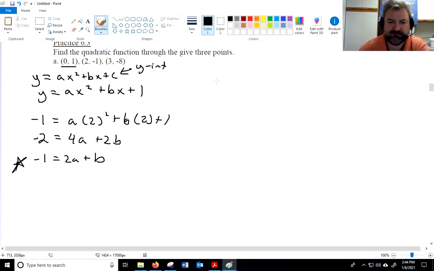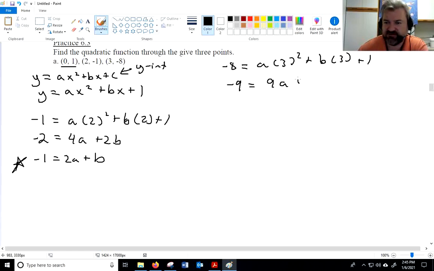Let's do another one. 3, -8. So I'll write it up here. -8 for the y, so -8 is equal to ax squared, so a times 3 squared plus bx, so b times 3, and then we had a plus 1 for our c. So subtracting 1 from each side gives me -9 is equal to 3 squared is 9, so 9a, and then plus 3b, which I will then divide through by 3. So I have a -3 equals 3a plus b.